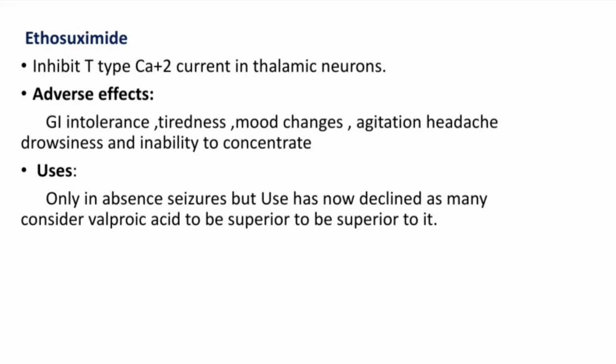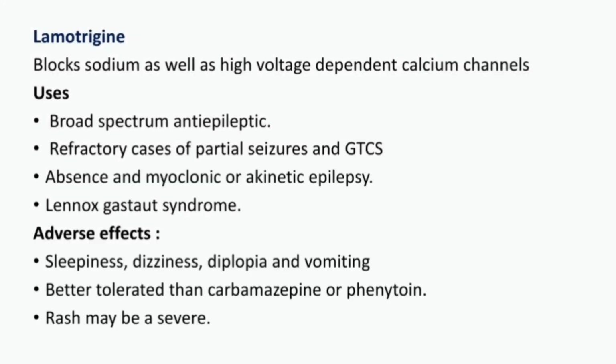Ethosuximide inhibits T-type Ca2+ current in the thalamic neurons. The adverse effects of ethosuximide are GI intolerance, tiredness, mood changes, agitation, headache, drowsiness, and inability to concentrate. Uses: it is used only in absence seizures, but use has now declined as many consider valproic acid to be superior to it. Lamotrigine blocks sodium as well as high voltage dependent calcium channels.